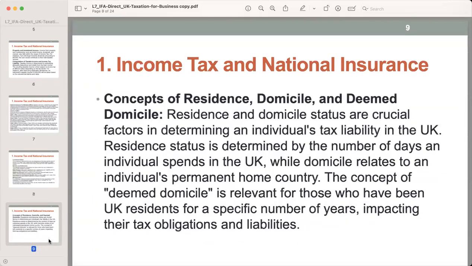Then there is the concept of residence, domicile, and deemed domicile. Now let's briefly touch on residence and domicile. Residence is about how much time you spend in the UK, while domicile is about where you call your permanent home.